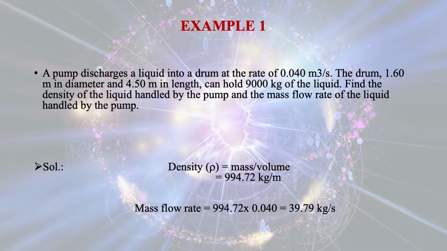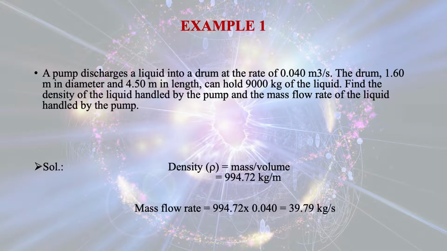Whatever we have discussed, we discussed the thermodynamic properties and we have discussed intensive and extensive properties. Now let us see how we can solve these problems by the relations of different properties. Say a pump discharges a liquid into a drum at the rate of 0.04 meter cube per second. The drum, 1.6 meter in diameter and 4.5 meter in length, can hold 9,000 kg of the liquid. Find the density of the liquid handled by the pump and the mass flow rate of the liquid handled by the pump. So we know that density is equal to mass per volume, but mass is given as 9,000 kg, but volume is not given.